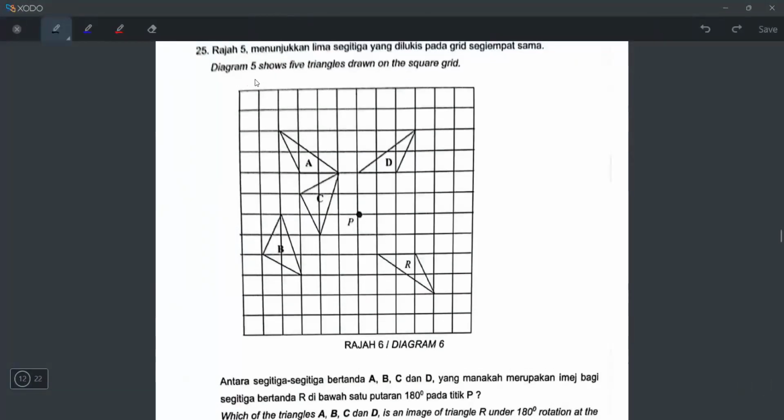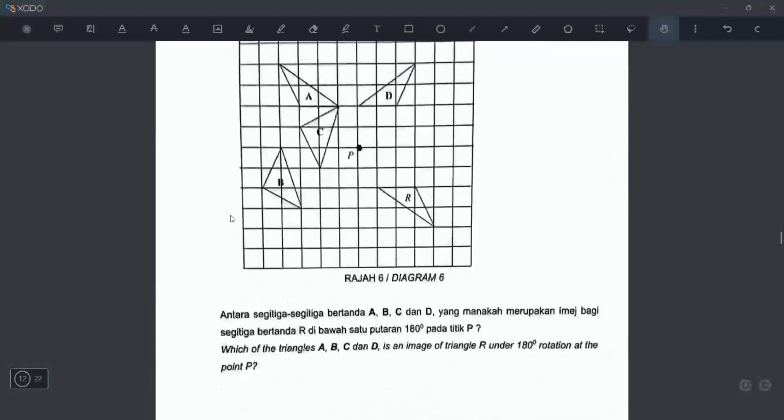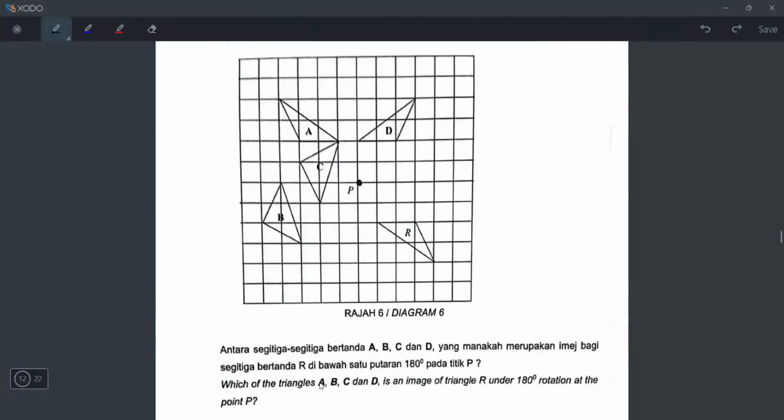25. Diagram 5 shows 5 triangles drawn on a square grid. So 1, 2, 3, 4, 5. Okay, now let's read down there what it says. Which of the triangle A, B, C, and D is an image of triangle R? Means R is the object. Can you see the moment I read that, I automatically write it down straight away, because if I confuse which one is object, which one is image, I will do the wrong one later. So which of ABCD is the image of R?